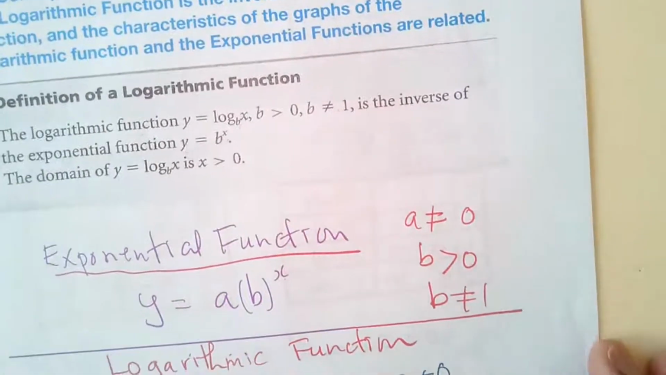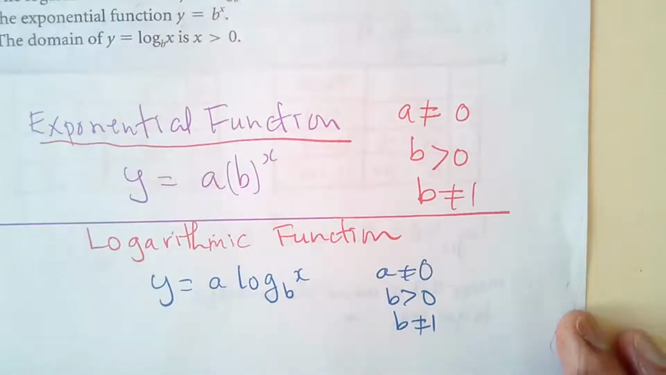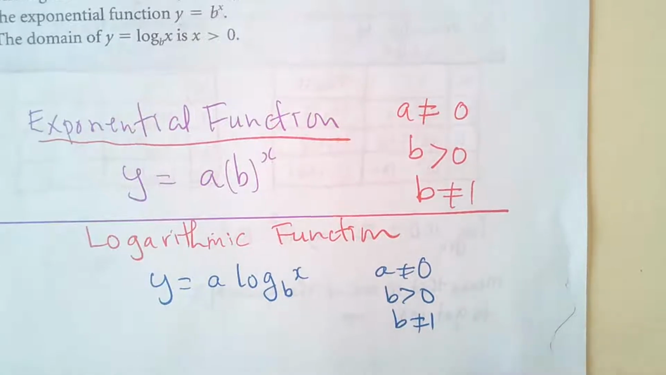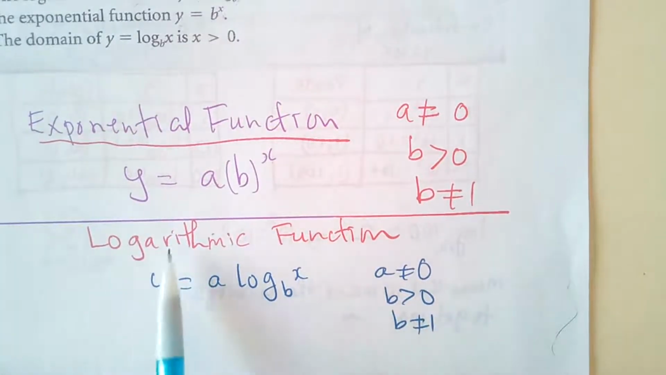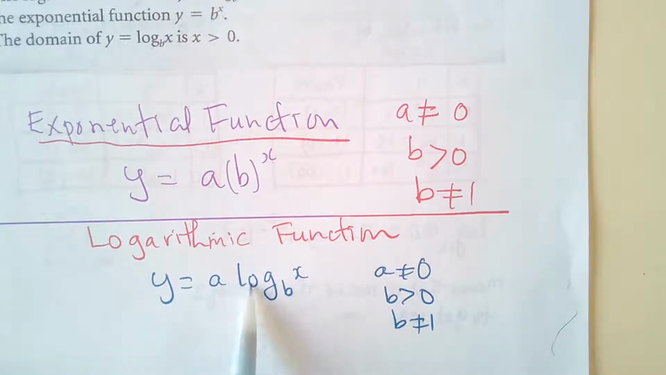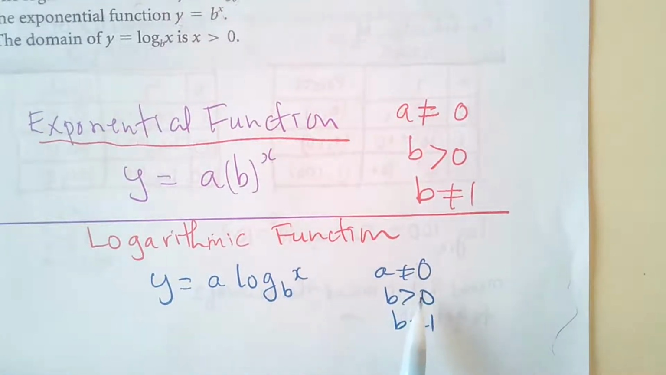In essence, if we were to write the log function from the exponential function, this is our exponential function, y equals a times b to the x. The log function is y equals a log base b of x, where a is not equal to 0, b is greater than 0, and b is not equal to 1.